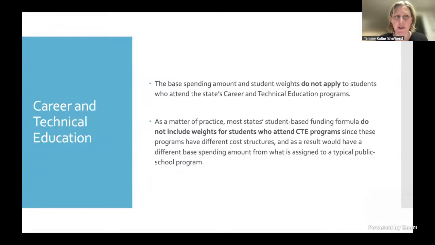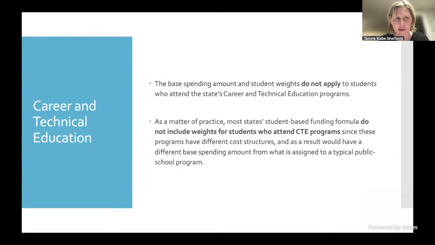We just want to be clear about how the analysis, no recommendations specifically, but we do want to be clear about 2 points, right? The base spending amount here and the student weights do not apply to students who attend the state's career and technical education programs. Why is that? Because they have different cost structures and they were not included in our analysis. And the other point we just want to make is that, as a matter of practice, most states' student-based funding formulas do not include weights for students who attend CTE programs.